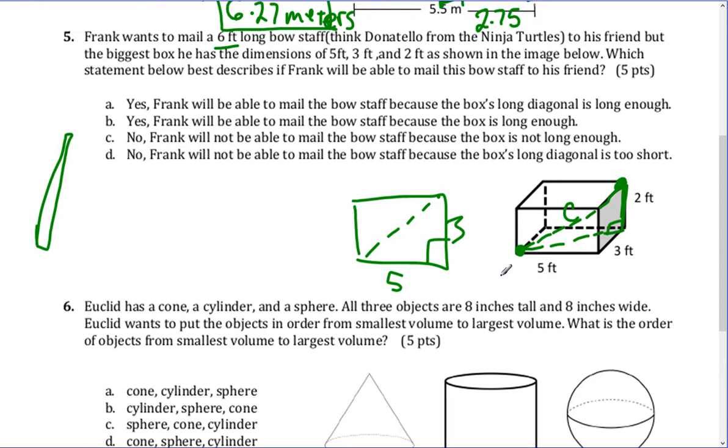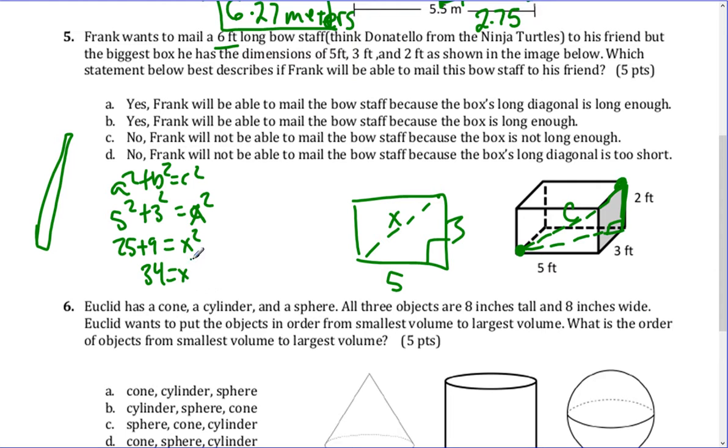So if I use the Pythagorean theorem, a squared plus b squared equals c squared, using 5 and 3 as my legs, and I'll use x as the hypotenuse. 5 squared is 25, 3 squared is 9, equals x squared. 25 plus 9 is 34, equals x squared. Square root both sides, and we're going to get something a little bit less than 6. x equals the square root of 34, which is 5.83.